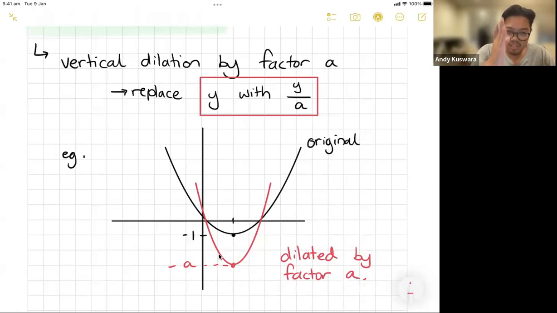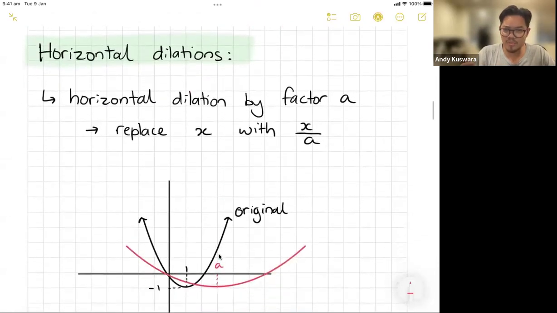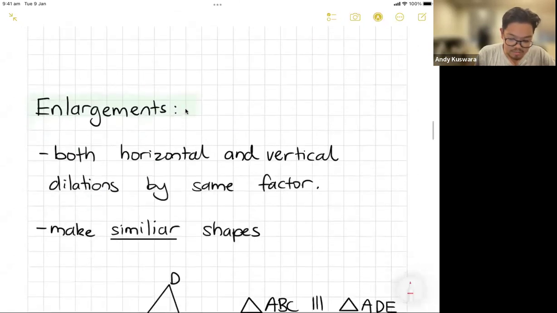Okay, now y makes sense for vertical, which should also now make sense for horizontal dilations. When we're doing a horizontal dilation, it means that we're stretching it sideways, and very similar to before. So this is your original. What happens is if I stretch it to the side, what was 1 now stretches to A because I'm dilating with a factor of A. And the way we do that is replace x with x on A. Okay. So that's the idea of a dilation.